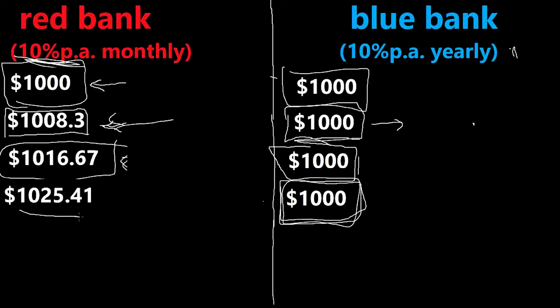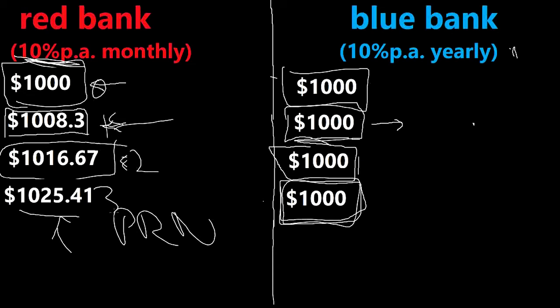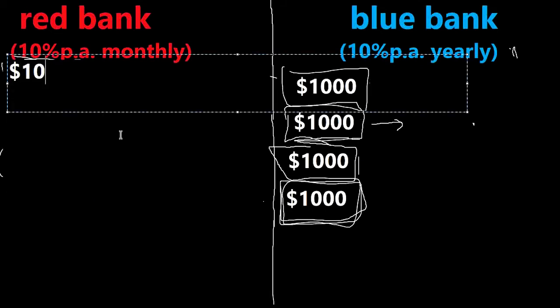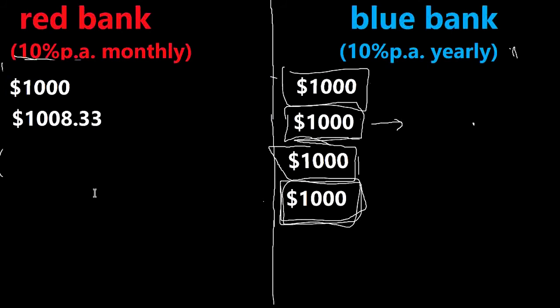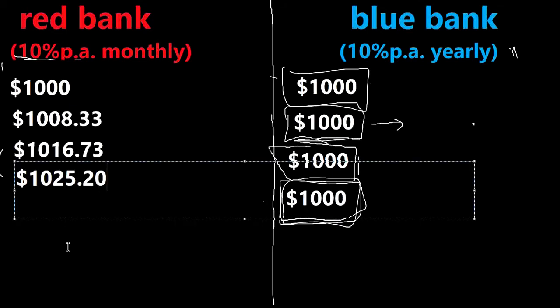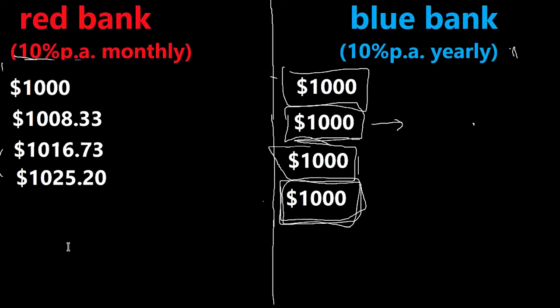So continuing on with this pattern, changing the P in our PRN until we get to the end of 1 year. So remember, this was month 0, this was month 1, this is month 2, this is month 3, and comparing it to the blue bank, which is going to stay until we get to the end, we can see the following pattern. So month 0, I start with $1,000. Month 1, I have $1,008.33. Month 2, I have $1,016.73. Month 3, I have $1,025.20.